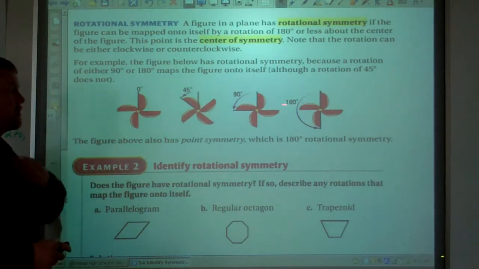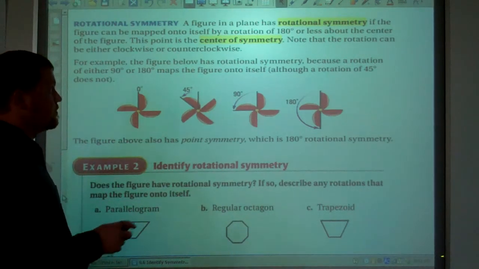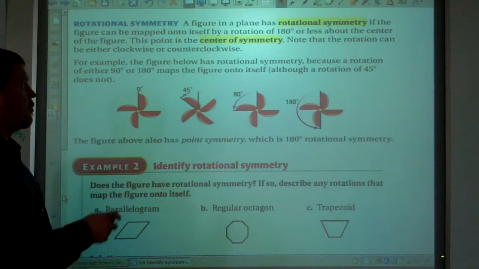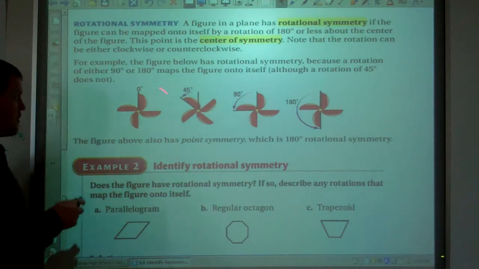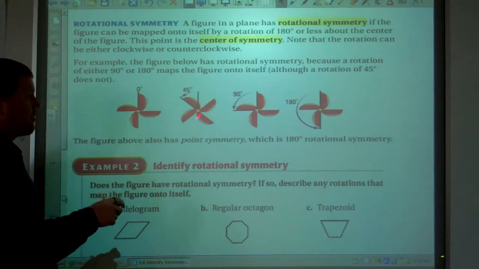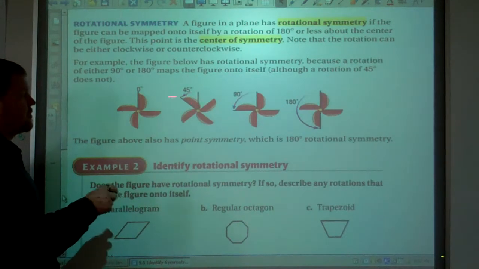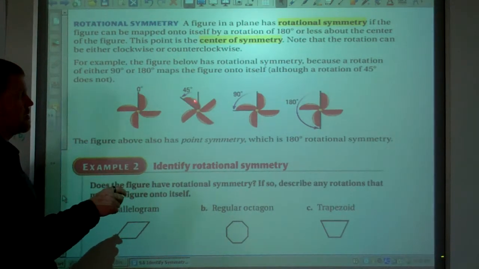Now rotational symmetry. Those were reflections with a line of symmetry. Now we're talking about rotational symmetry and the center of symmetry. Where are we rotating it? If you talk about a pinwheel like this, when does it map itself onto another petal? If this is the original and we go 45 degrees, that'd be in here. That's not a rotational symmetry.